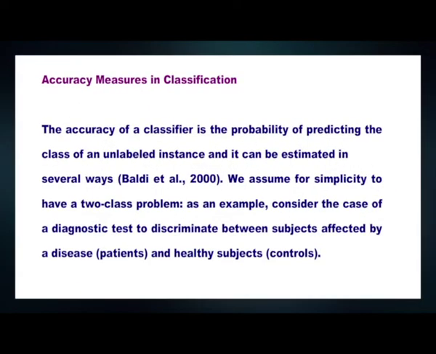Next, we can discuss accuracy measures in classification. The accuracy of a classifier is the probability of correctly predicting the class of an unlabeled instance, and it can be estimated in various ways. Let us assume, for simplicity, a 2-class problem. As an example, consider the case of a diagnostic test to discriminate between subjects affected by a disease, who are patients, and healthy subjects, who are controls.